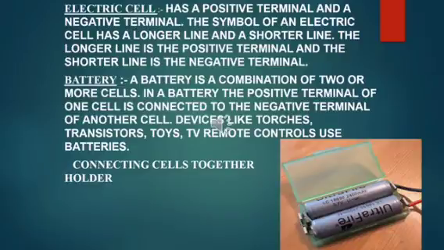As we have already discussed, the symbol for the electrical cell has a positive and a negative terminal, and the symbol has a longer line and a short line. The long line shows the positive terminal and the short line is the negative terminal. Then a battery is a combination of two or more cells. In a battery, the positive terminal of one cell is connected to the negative terminal of another cell. And I have also discussed with you the different devices where the battery is used.